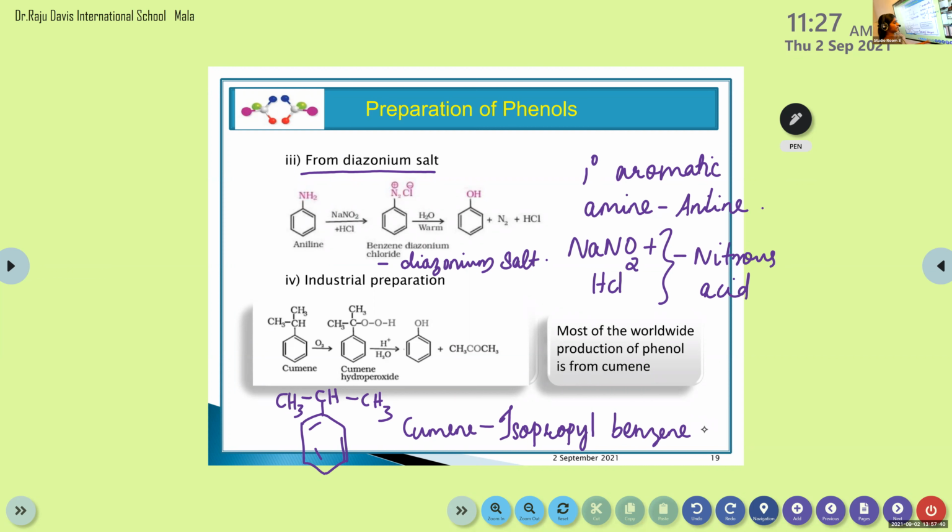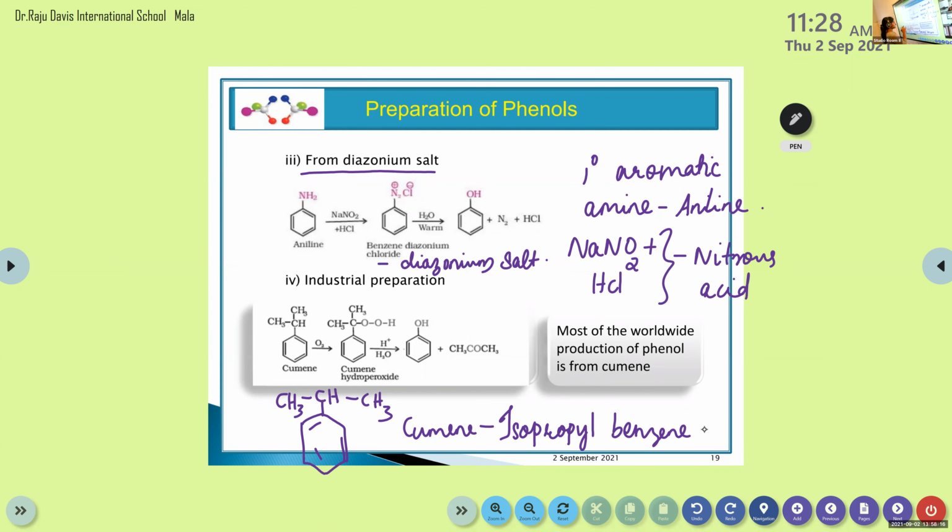The IUPAC name is isopropyl benzene, or isopropyl benzene can also be considered the common name. We can also number it in the form of an IUPAC name. It is a hydrocarbon, isopropyl benzene, and its common name is cumene. So in the first step, cumene is oxidized in the presence of air and cumene hydroperoxide is formed.